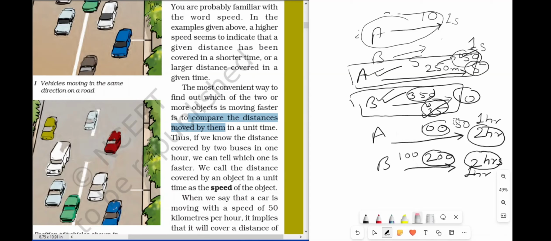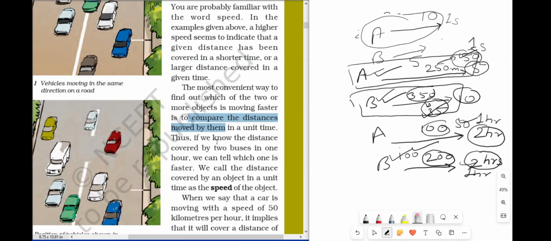So we are saying that A is going 50 kilometers in 1 hour, B is going 100 kilometers in 1 hour. So from here what can we say? That A is moving slower and B is moving faster. Why? Because when we compare the distances in unit time, we can say that B has covered a greater amount of distance. So when you compare the distances moved by them in a unit time, you can say which object is moving faster and which is moving slower. And if you extend this statement further, you can actually get the definition of speed. So let's see what speed is.